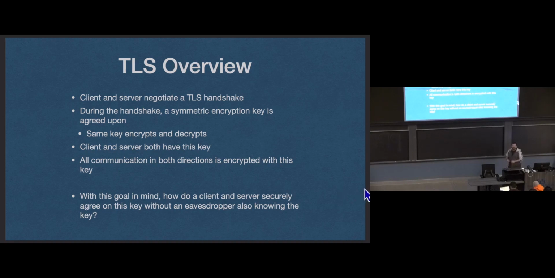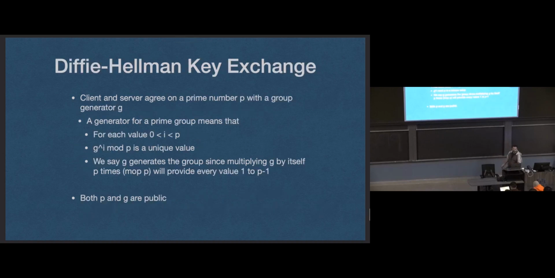So how are we going to do that? We have to agree on a symmetric encryption key, to the point where even if somebody's listening to everything, even if we have a man-in-the-middle attack, no matter what, we need it to still be secure and agree on that symmetric key without anybody else being able to get that symmetric key. Sounds tricky, but the Diffie-Hellman Key Exchange is going to do this for us.